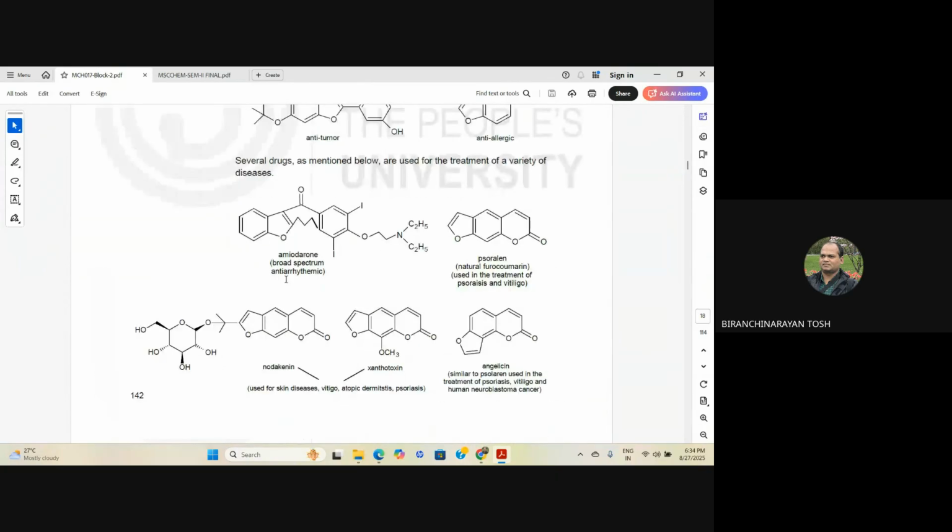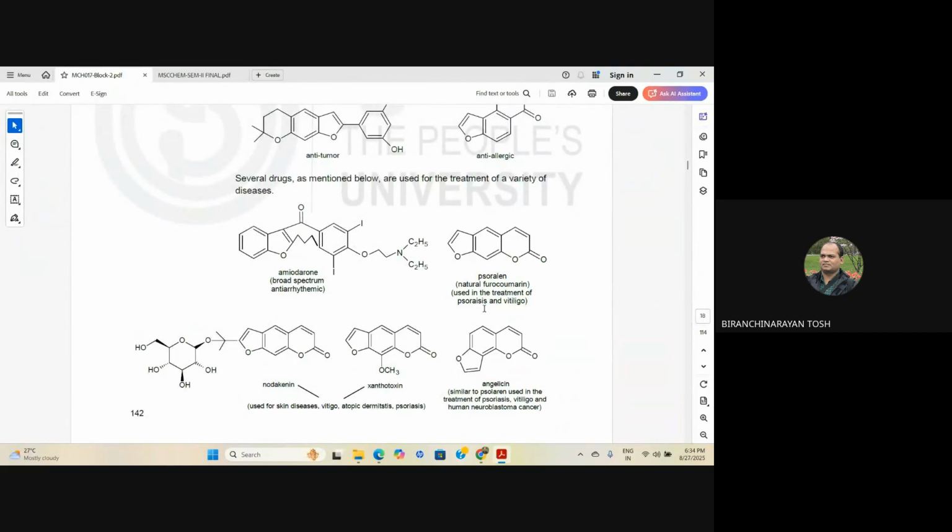Drugs which contain benzofuran are used as antifungal, anti-inflammatory, anti-tumor, and anti-allergic drugs. So these are also some drugs which are used for treatment of a variety of diseases. Amiodarone is an antiarrhythmic. Psoralen is used for treatment of psoriasis and vitiligo.